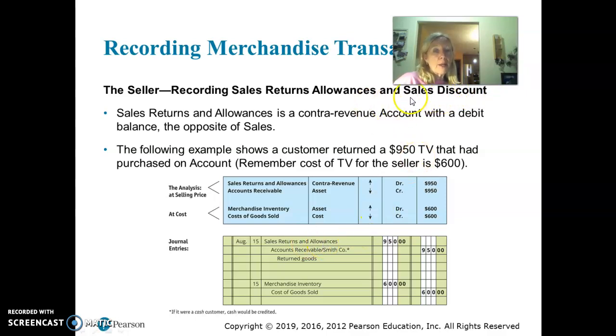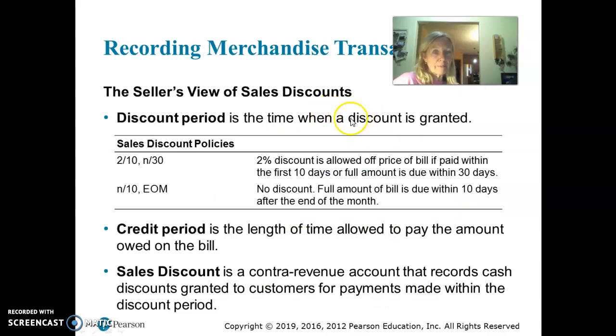Okay, now let's talk about the sales discount. We already talked a little bit about a sales discount, so let's take a look at what that is. We encountered it already when we bought our TVs from Sony, and they gave us that discount if we were to pay our bill within 30 days. So me, Walmart, has to pay Sony within 10 days in order to get the discount. Okay.